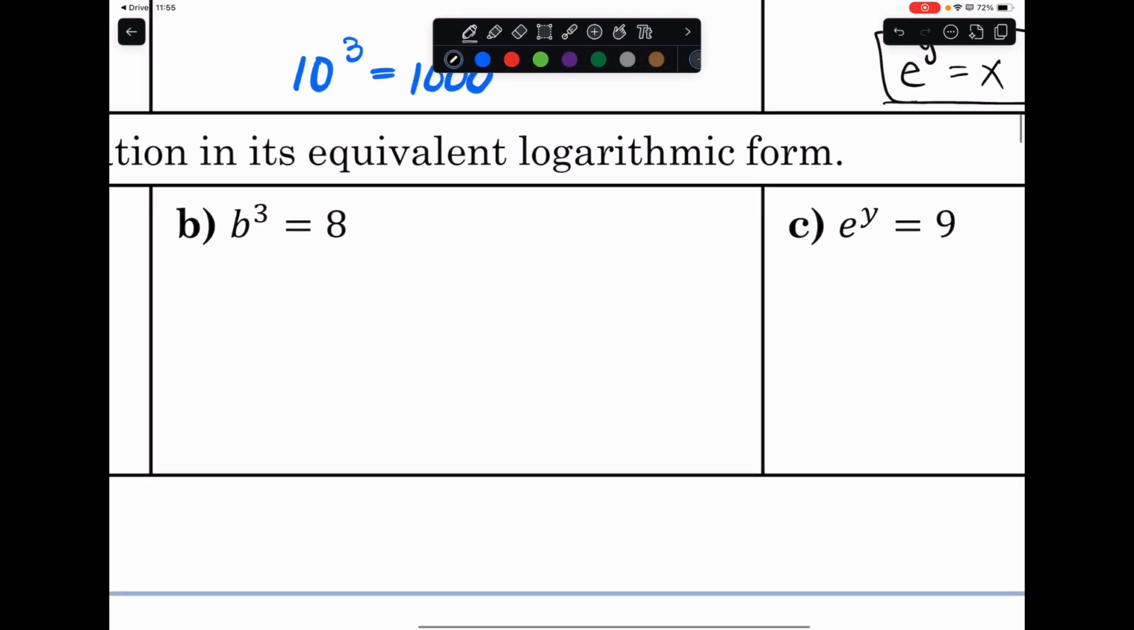Let's now look at example B. Again, to write this in its logarithmic form, we get the base, which is b to the third power. So the log base b of the value that we want is going to be 8. Now again, the log base b of 8 is equal to the exponent on our base. Since that exponent is 3, log base b of 8 equals 3. So this is the equivalent form of the exponential equation b to the third power equals 8.